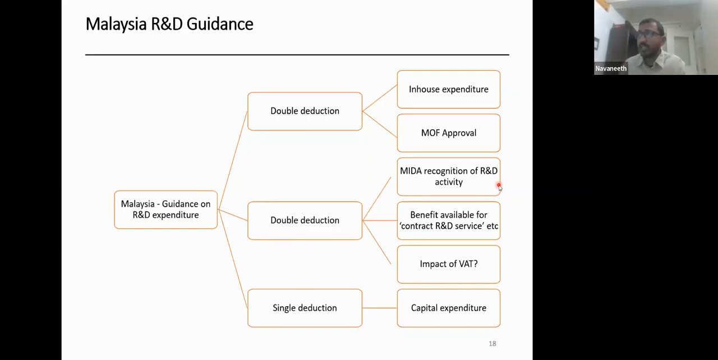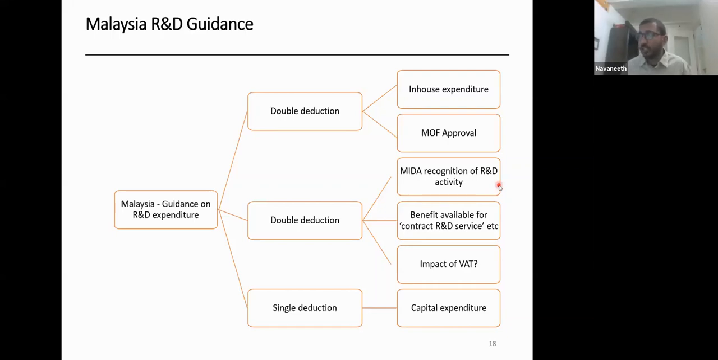Having said that, while one may think what is the downside in going in for a MIDA approval, and why should one go in for an approval from the Ministry of Finance, which may be a little harder, you may wish to bear in mind that in Malaysia, you do not have a free flow of GST credits.